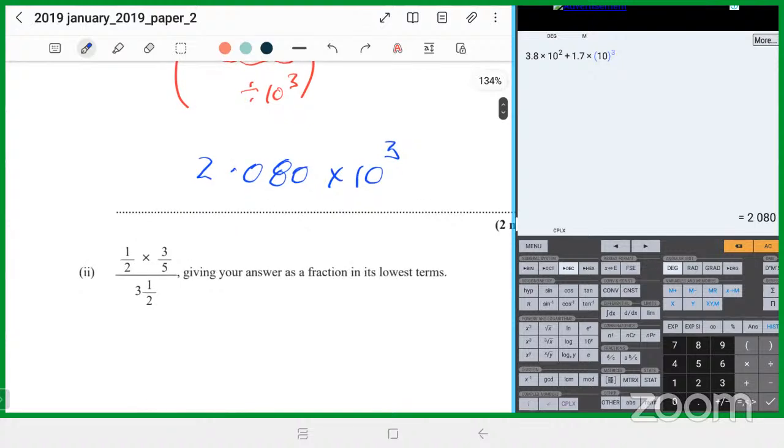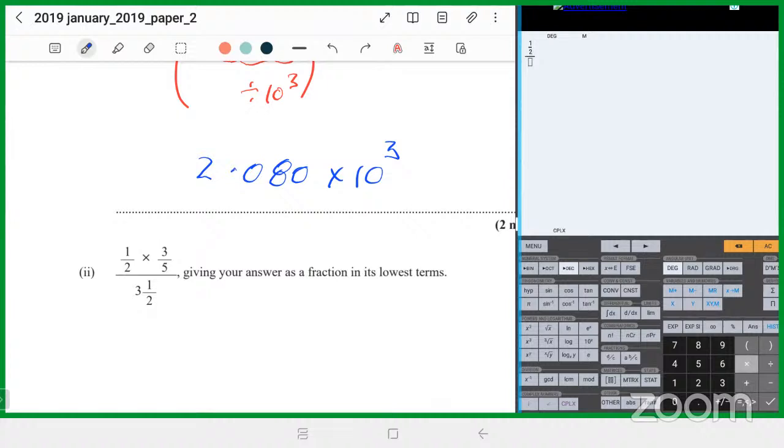Then we want to get this one. Again, we want to put it in the calculator up there, and we are giving our answer as a fraction in lowest terms. So again, I'm just going to put it in the calculator. It is a fraction, and on the numerator of that fraction, I have another fraction, which is a half.